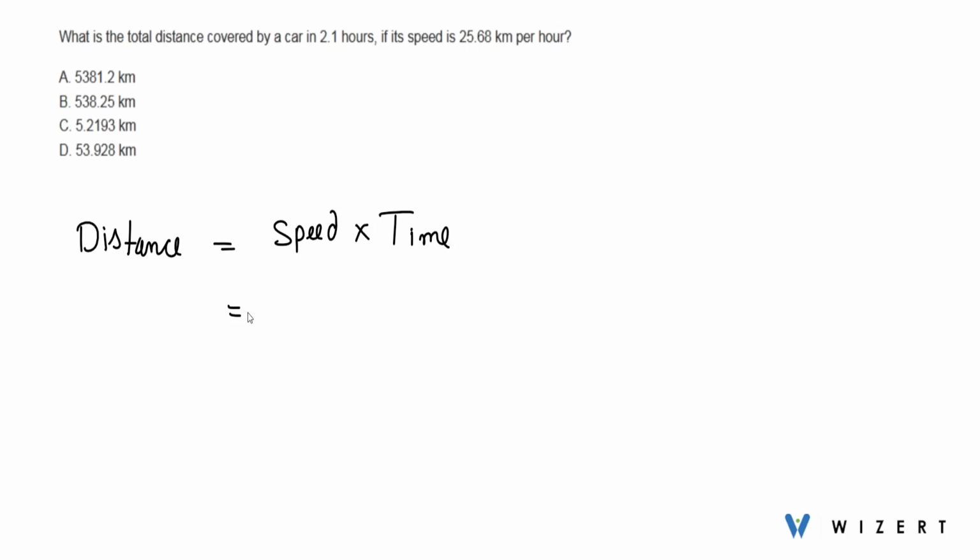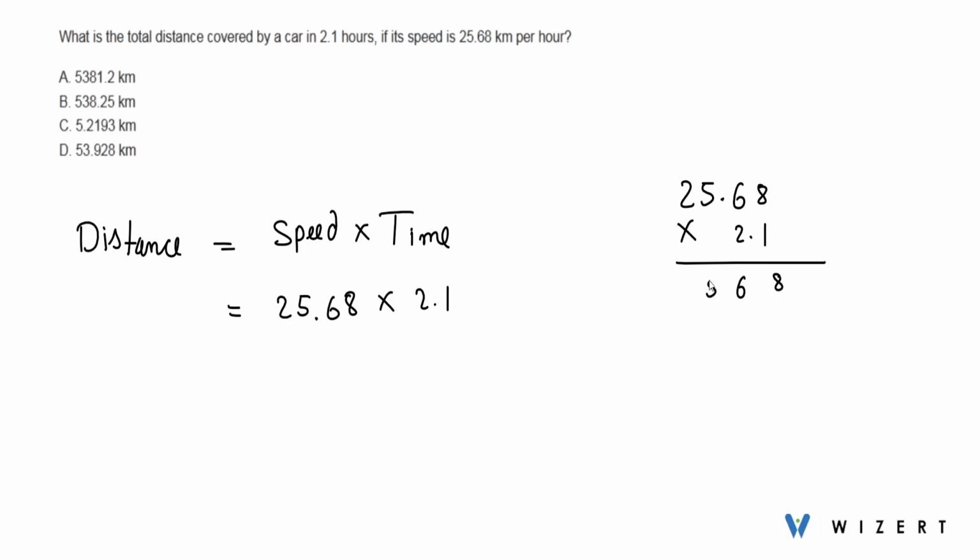Now speed is given as 25.68 km per hour and time is equal to 2.1 hours. So let's simplify this further. So 25.68 multiplied by 2.1. So 8 multiplied by 1 will be 8, 6 multiplied by 1 is 6, 5 multiplied by 1 is 5 and 2 multiplied by 1 is 2.